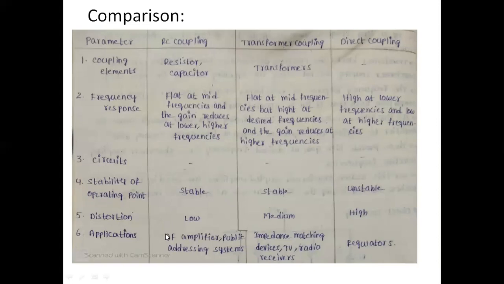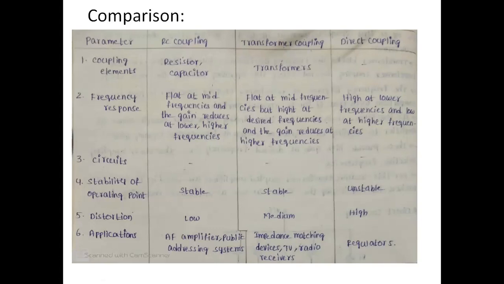Next, transformer coupling applications are whenever we want some impedance matching, then we go for the transformer coupling. That means the devices which use impedance matching can select the transformer coupling. And for TV and radio receivers, transformer coupling is used. So next one, direct coupling. Direct coupling is mostly used in regulators.